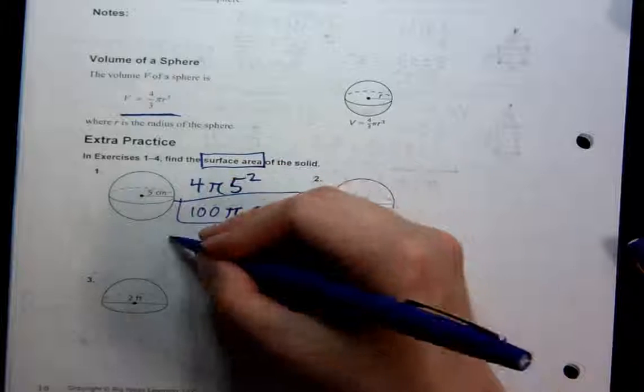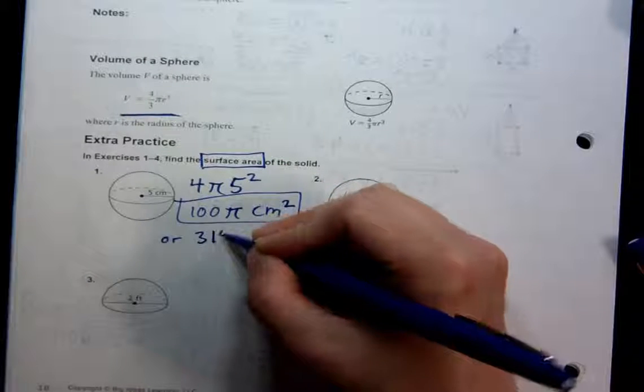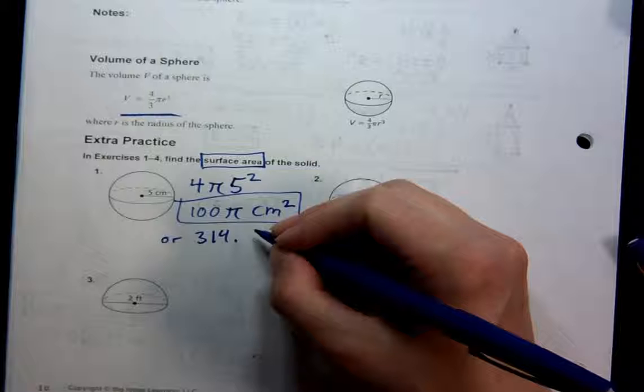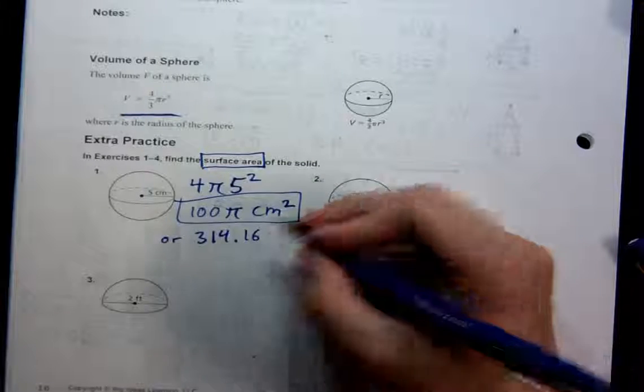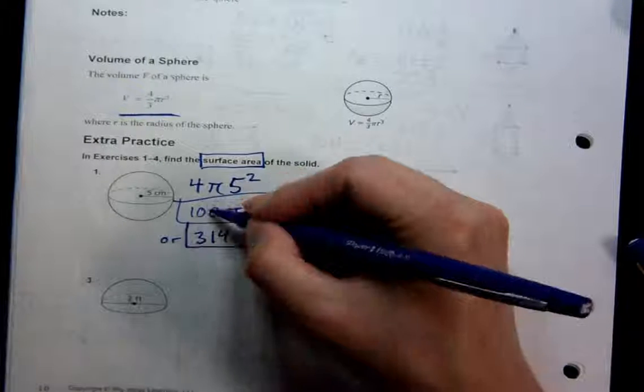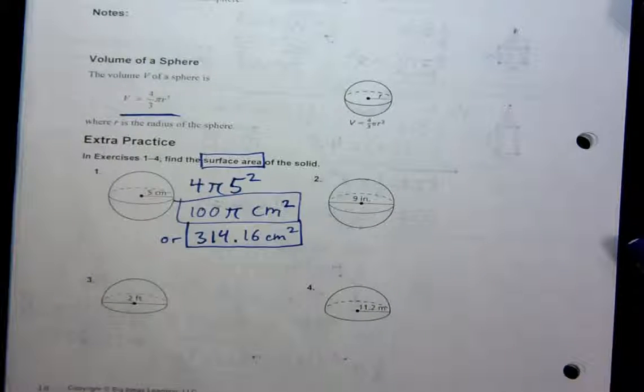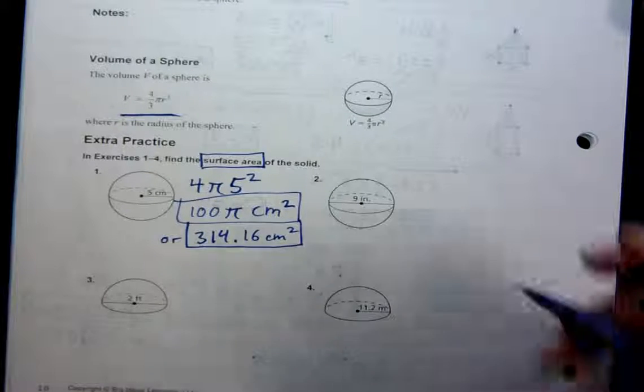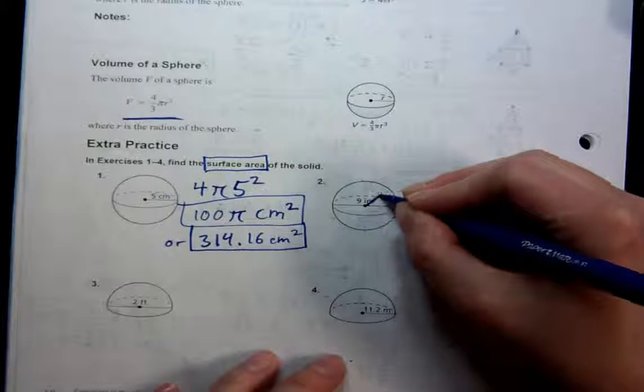Okay, and then if we want a decimal answer, it would be 3.14 what? 3.1416. So if you just type in 100 pi into your calculator. All right, on our next one, I'll take a volunteer to tell me what is our radius on this next one. 4.5, okay? So do pay attention to, did they give you diameter or radius?